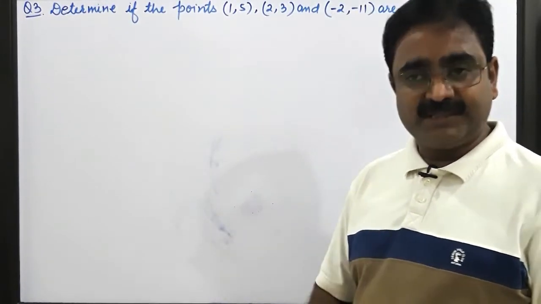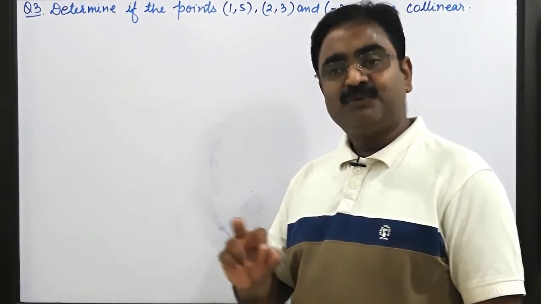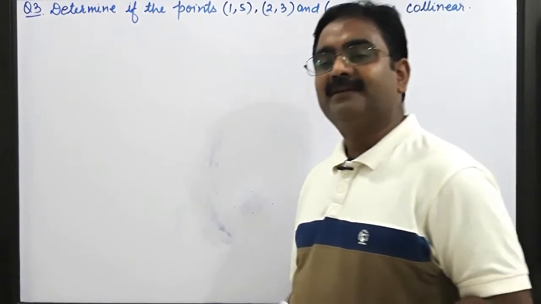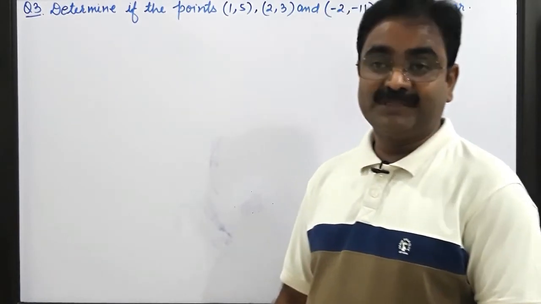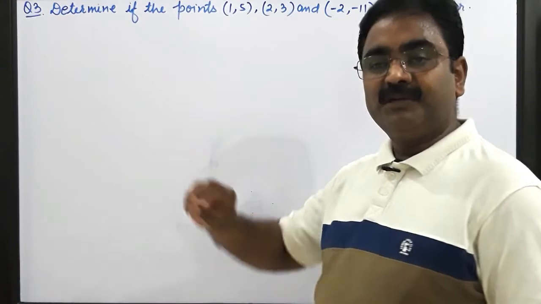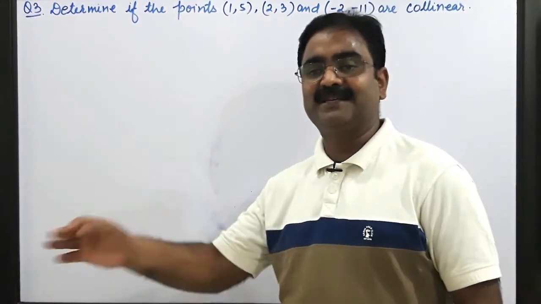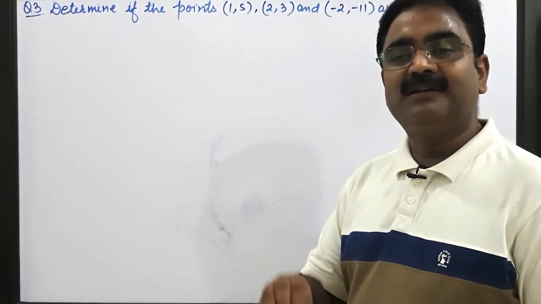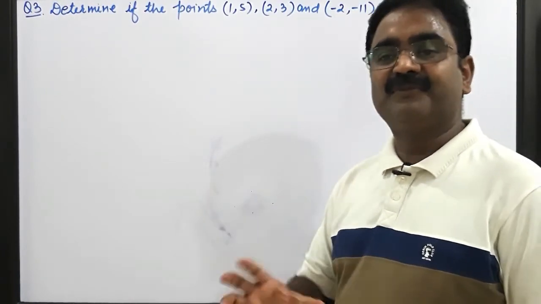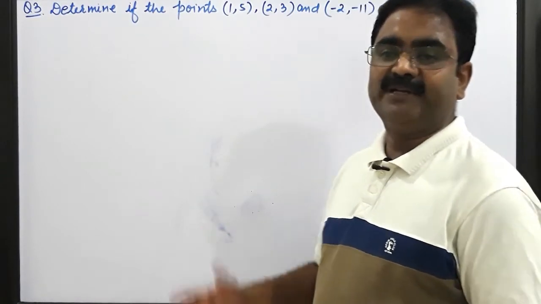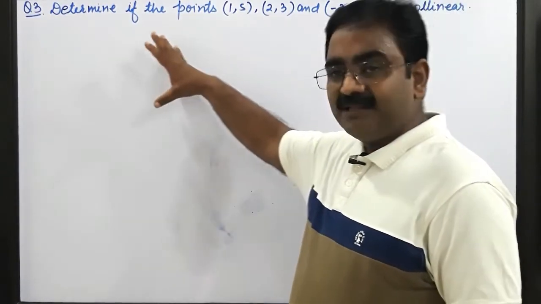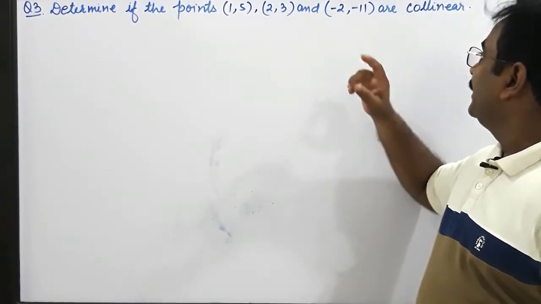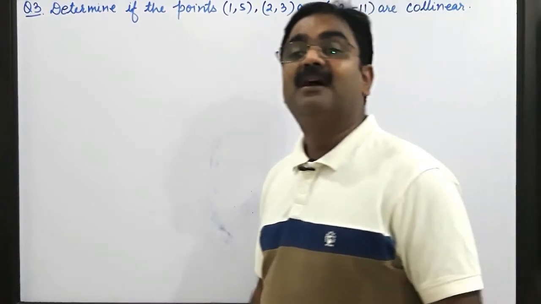Question number 2 is very easy: to find the distance between 2 points given, you can apply the formula and find the distance between those 2 points. Now here it is a little bit different from those first and second questions based on the distance formula. That difference we have to understand, then it is easy to find the solution of this question. Given in this question, determine if the points 1, 5, 2, 3 and -2, -11 are collinear.